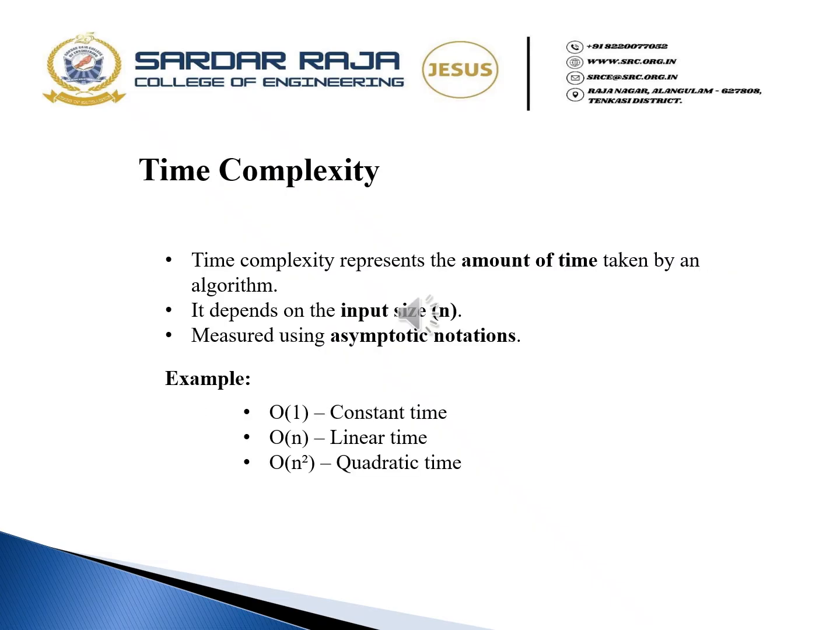Time complexity represents the amount of time an algorithm takes to complete as a function of the input size. It depends on the input size. Larger inputs usually require more time. Time complexity is analyzed using asymptotic notation such as big O, omega and theta to describe the algorithm's growth rate.